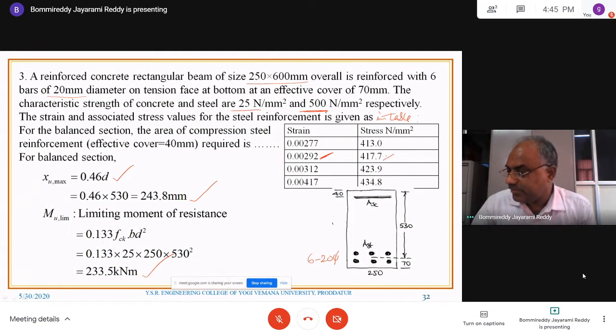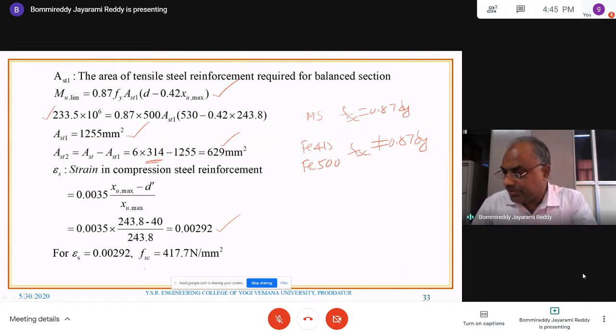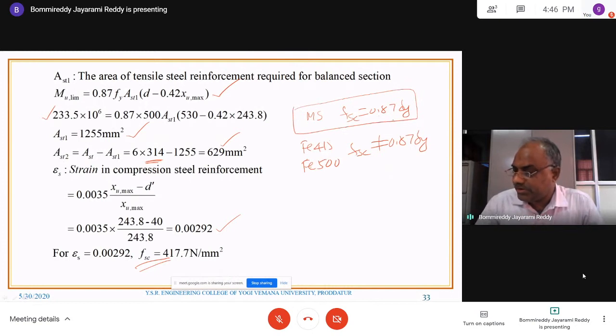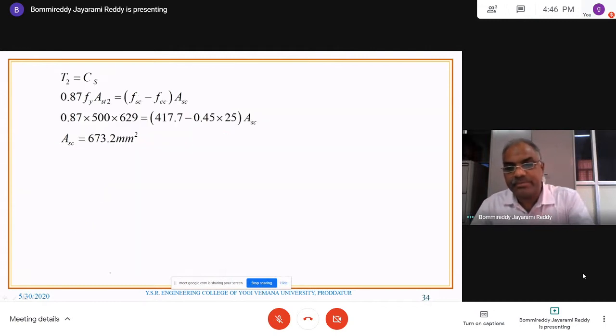What is the stress? 417.7. Stress in steel is 417.7. So what you do in the problem? You have to use FSC equal to 417.7 Newton per mm square. So in the examination, the required data will be given in the form of a table or charts. Accordingly, you need to get it. For mild steel only, it is 0.87. For all other things, the stress value depends on the magnitude of the strain.